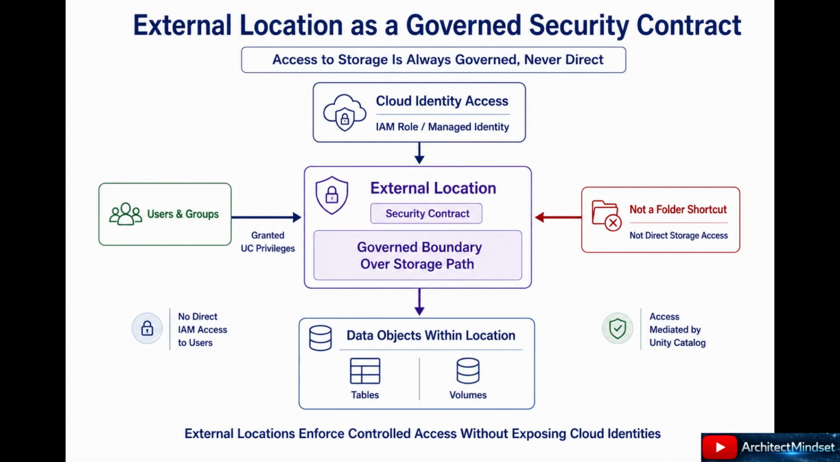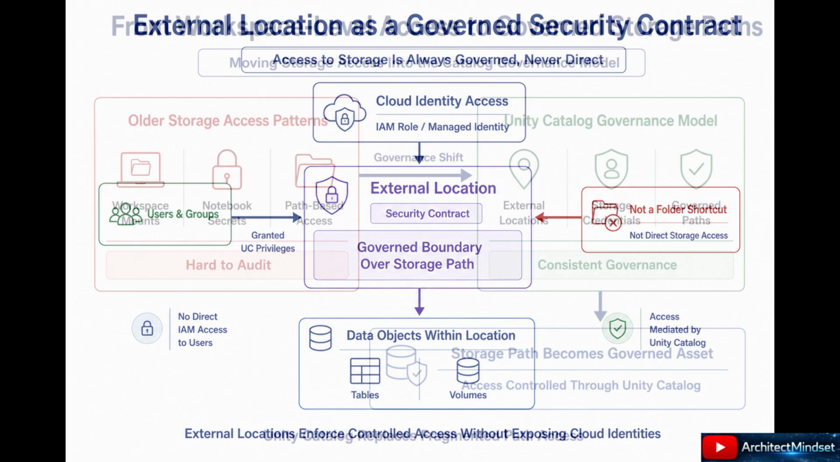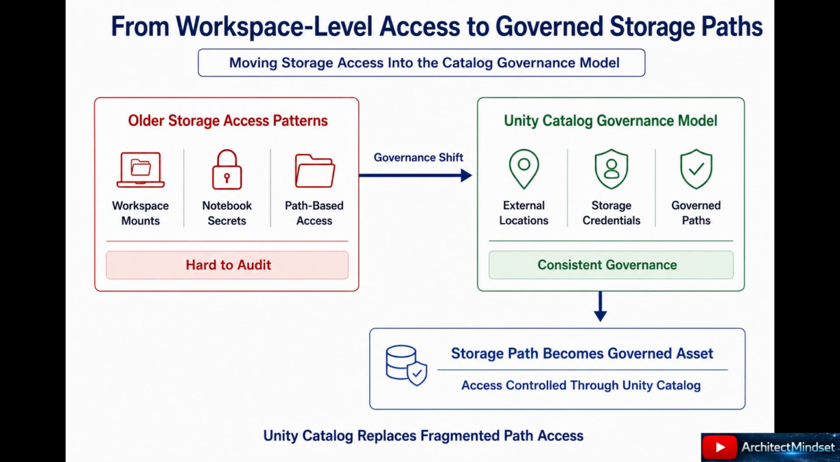This is why an external location should be created as a security contract, not just a shortcut to a folder. It defines a governed boundary over a storage path. Users do not need direct access to the underlying IAM role or managed identity. Instead, they receive privileges on the external location or on objects created within that location. Now, this is a major shift from older patterns where teams mounted storage into workspaces, embedded secrets in notebooks, or created path-based access patterns outside the catalog.